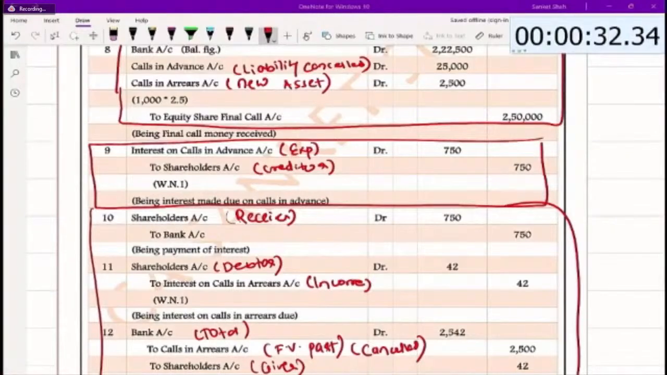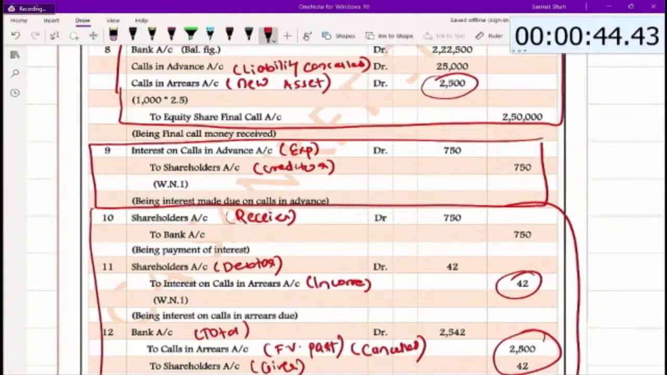Beta, bank, we got this amount, interest amount 42, and we are going to cancel this 2,500 because we are getting this amount. So calls in arrears, we are getting 2,500 plus interest on that, and therefore we are getting a total amount of 2,542. Easy? The 12th entry is very easy, sir.